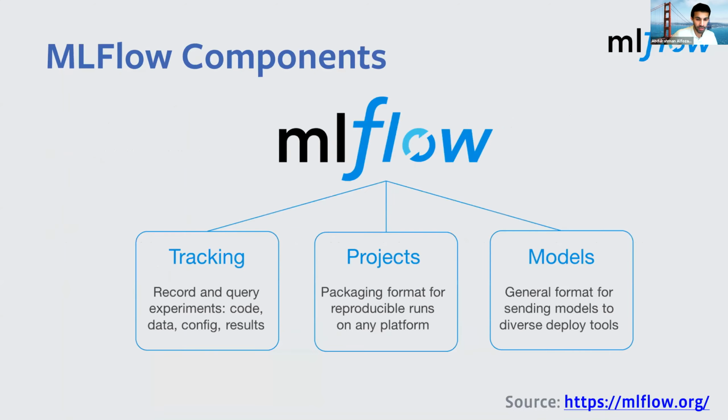What does it come with? There are a few components, and there is a 4th component that was just added to the framework. But the 3 main ones are tracking, projects, and models. Tracking is probably the one we're going to spend more time on today. Simply, what tracking means here is simplifying the experimentation with pipelines.